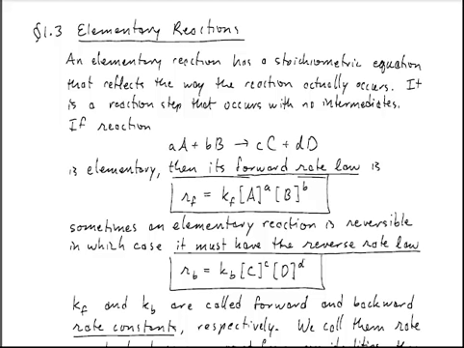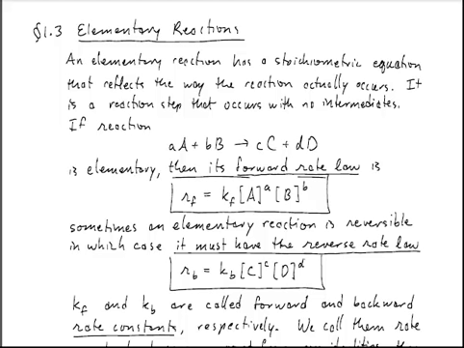Part 5 of the series on chemical reaction engineering. We're going to talk about elementary reactions today. A chemical reaction can usually be written with just the stoichiometric coefficients being correct. They usually don't represent any mechanistic ideas of how the reaction actually occurs. The exception is when we write down an elementary reaction, in which case it is a stoichiometric equation, but it also does reflect the way the reaction actually occurs.